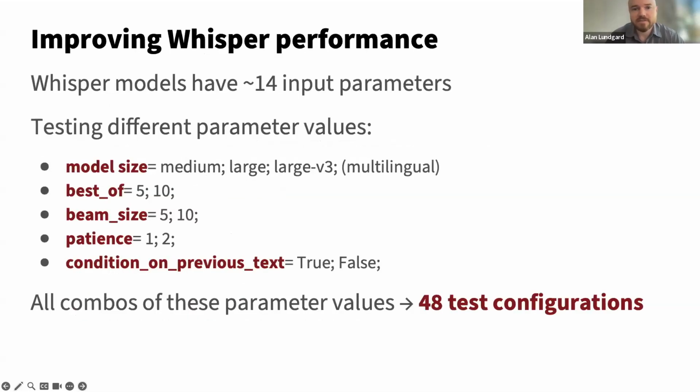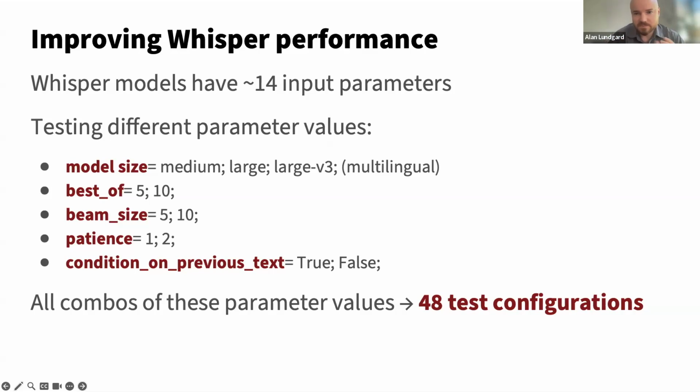For our second testing phase, we focused on Whisper multilingual models and their various input parameters. There are upwards of 14 or so different parameters, that is, variables that can be specified as input to a model. Some of them are listed here. Most of these have default values that are set quote unquote out of the box, which are already optimized by the Whisper authors on their own test data.